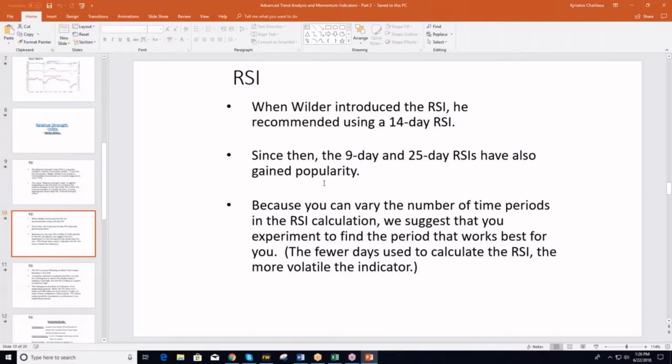When Wilder introduced the RSI, he recommended using a 14-day RSI. Since then, the 9-day and 25-day RSIs have also gained popularity. Because you can vary the number of time periods in the RSI calculation, we suggest that you experiment to find the period that works best for you. The fewer days used to calculate the RSI, the more volatile the indicator will be, and of course, the more false signals you will get.